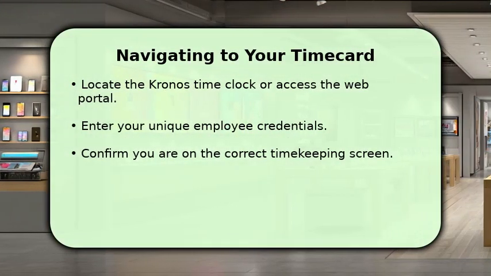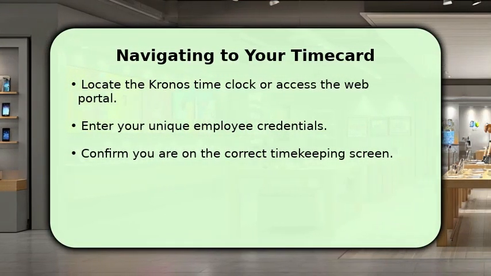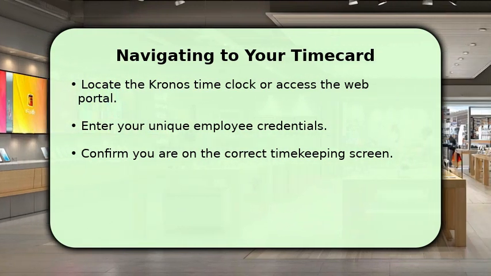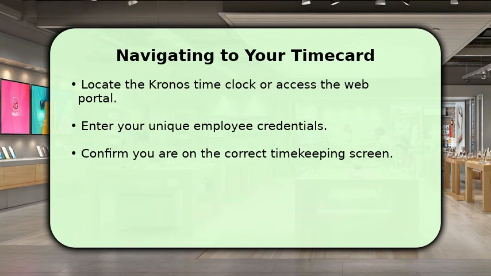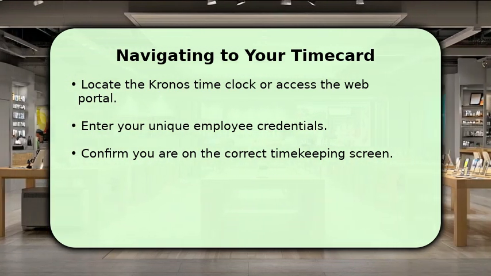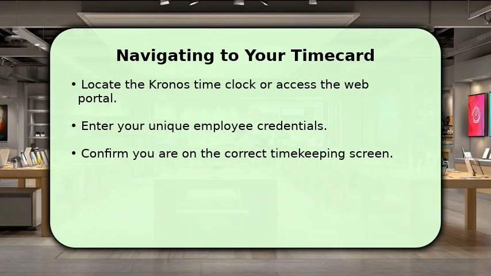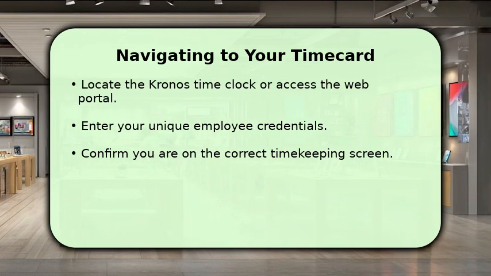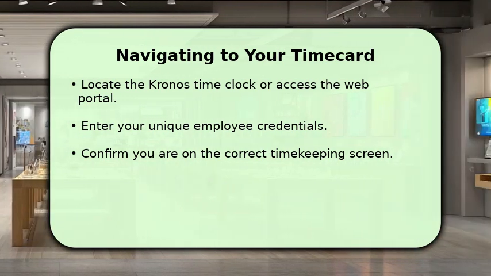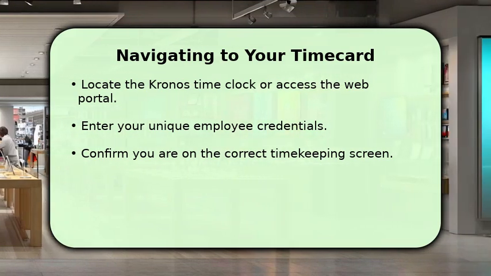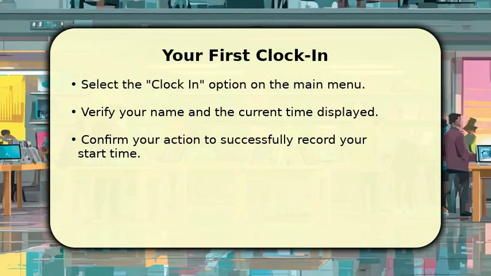To begin, you'll need to access the Kronos system. This might be through a dedicated time clock device located at your workplace or via a web portal on a computer or mobile device. Once you've reached the login screen, enter your unique employee credentials, which typically include a username and password or an employee ID. After logging in, ensure you are on the main timekeeping screen, ready to record your hours. It's a straightforward process. Now for the main event, clocking in.